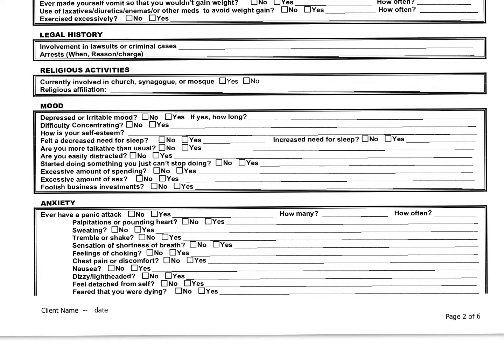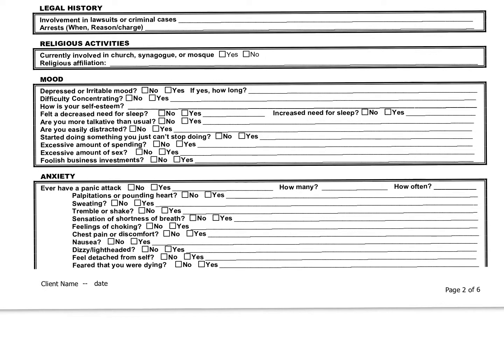So I get lots of no answers for all these, but I still ask them just because I want to assess them for mania. Then I move into anxiety. Have you ever had a panic attack? I will get positive responses to this from people that feel like they perhaps have had a panic attack, but it wasn't really a panic attack.